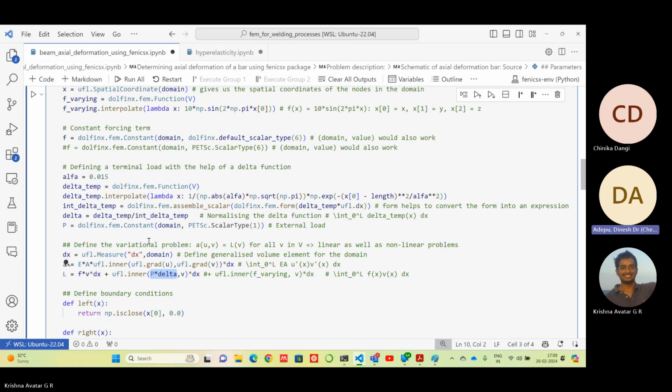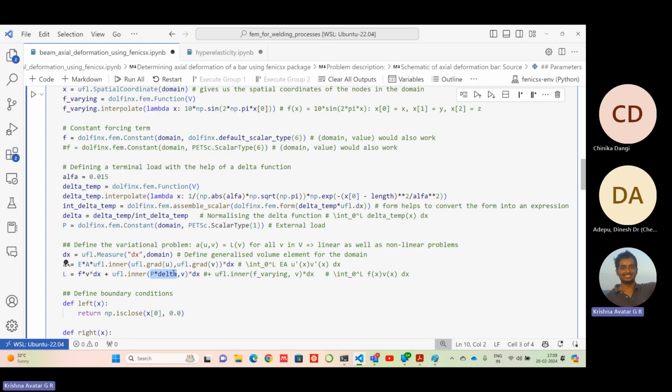So delta is like what we discussed, and P is the function load value you're giving, like 1 into delta, 2 into delta. So you'll get that value at that point only. Although we have defined P throughout the domain, in the formulation it will only act at the tip. That's it. So this is the way to give it for the variational problem L. Yes, the right-hand side you give like that.